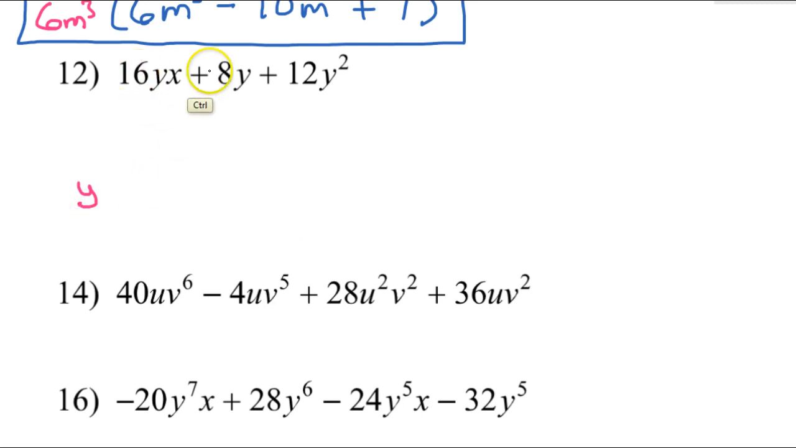Now look at the numbers, 16, 8, and 12. What's the biggest number that divides into all of these? Well, let's start with the smallest number, 8. That's divisible by 8 itself. 8 goes into 16. 8 does not go into 12. Let's see, what else? 8 is divisible by 4. 4 goes into 16. 4 goes into 12. So that tells me that 4 is going to be the greatest common factor. So I'm going to go ahead and divide everything by my GCF of 4y.